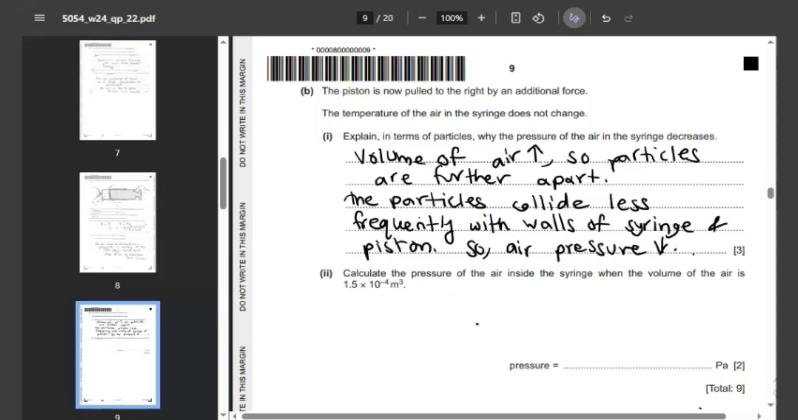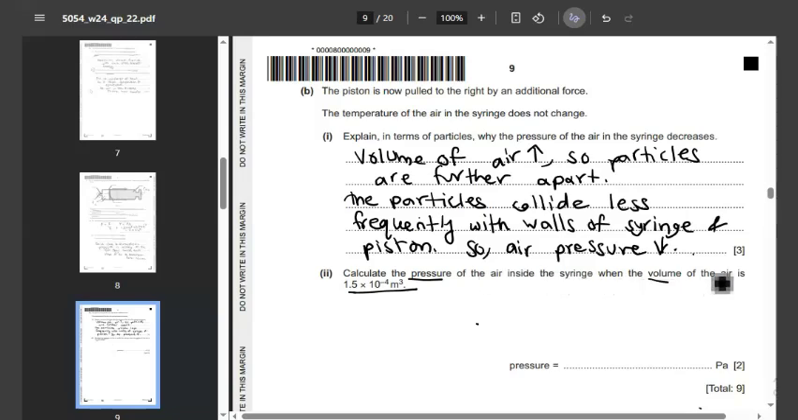Okay, Roman 2. Calculate the pressure of the air inside the syringe when the volume is 1.5 into 10 to the power minus 4 cubic meter. So when the volume is 1.5 into 10 to the power minus 4, we have to find the pressure of the air inside the syringe.